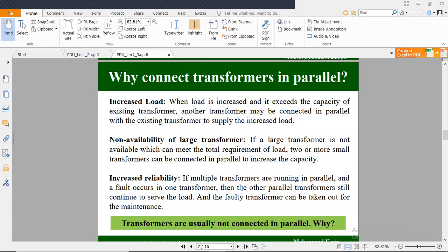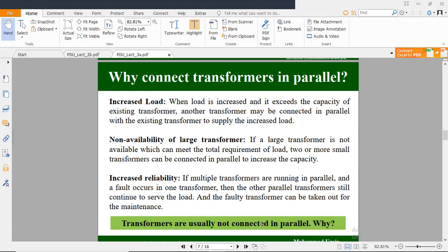Increasing reliability. If multiple transformers are running in parallel and a fault occurs in one transformer, then the other parallel transformers still continue to serve the load. So this is the reliability issue. Reliability means uninterruptible power supply, and the faulty transformer can be taken out for maintenance.